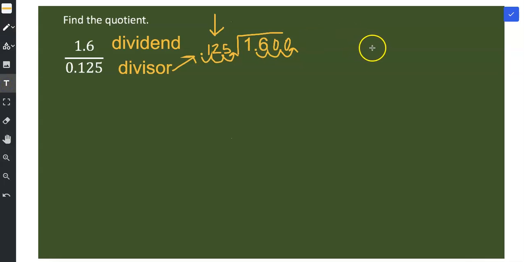Now I have 1600 on the inside and 125 on the outside. Now I can ask myself the question, how many times does 125 go into 1? 0 times. How many times does 125 go into 16? 0 times. How many times does 125 go into 160? 1 time.